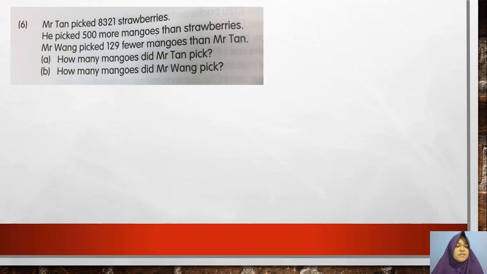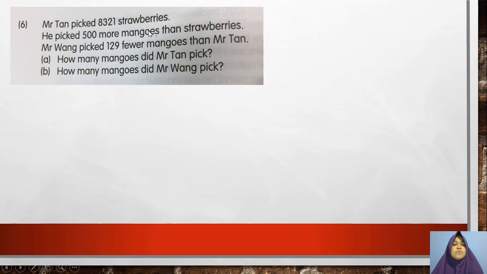Okay, number 6. Mr. Tan picked 8,321 strawberries. He picked 500 more mangoes than strawberries. Mr. Wang picked 129 fewer mangoes than Mr. Tan. How many mangoes did Mr. Tan pick? How many mangoes did Mr. Wang pick? Read the first sentence, okay, and then the second sentence.